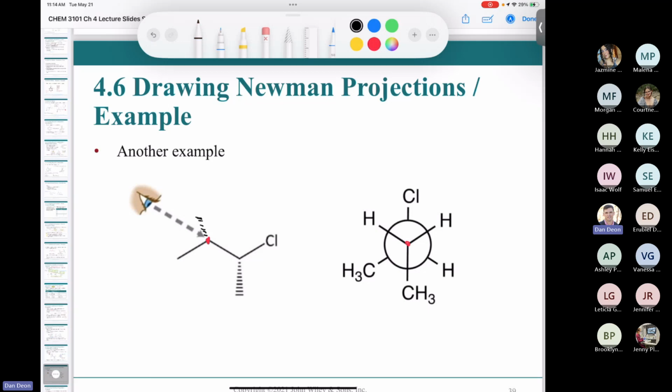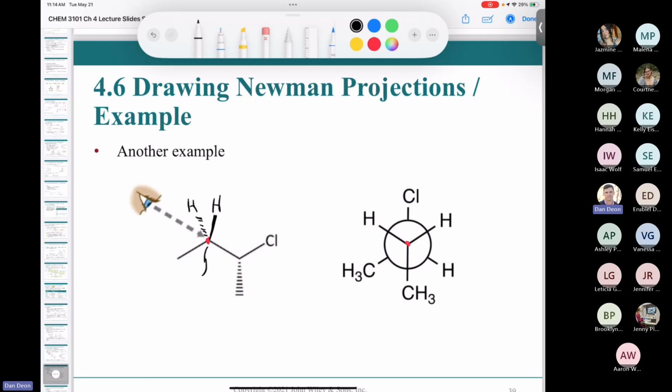There's one going in the back and there's one going in front. Why do I know that? Because this carbon is sp3, so it's tetrahedral. So what does the viewer see? The viewer sees, going straight down, a methyl group, and then there's two hydrogens. There's one going to the left and one going to the right.